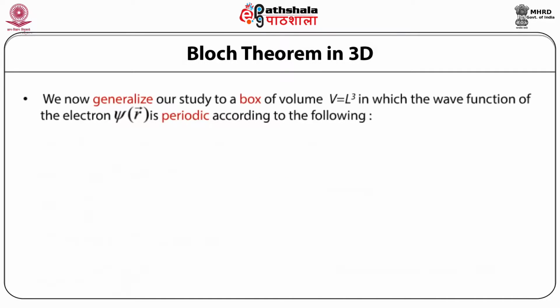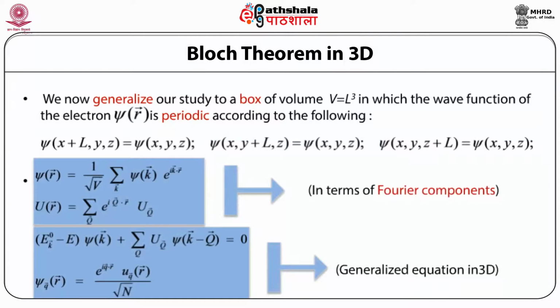Now we generalize our results to Bloch theorem in 3 dimensions. We now extend the Bloch's theorem studied in the previous sections to 3 dimensions. We consider a box of volume V equal to L cube, in which the wave function of the electron phi r is periodic. That is, its periodicity is in the x direction, the y direction as well as in the z direction. So what we do now is express this wave function in terms of the Fourier components.